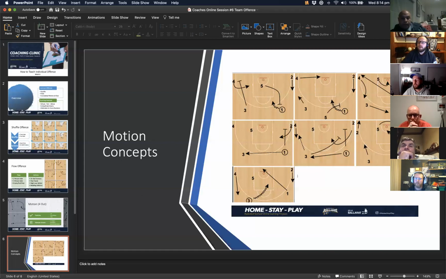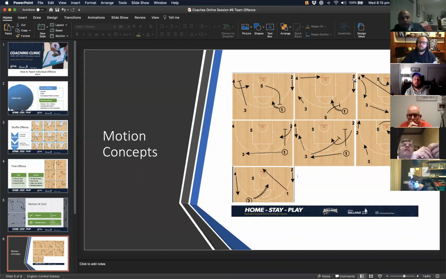This is a through cut. So most of you have probably seen a through cut at some point before. It was big in the flow offense as well on that first side, to where the 1-man would pass the ball onto the 2, and he would sprint through to the other side. The 2-man might decide to rip baseline off of that.